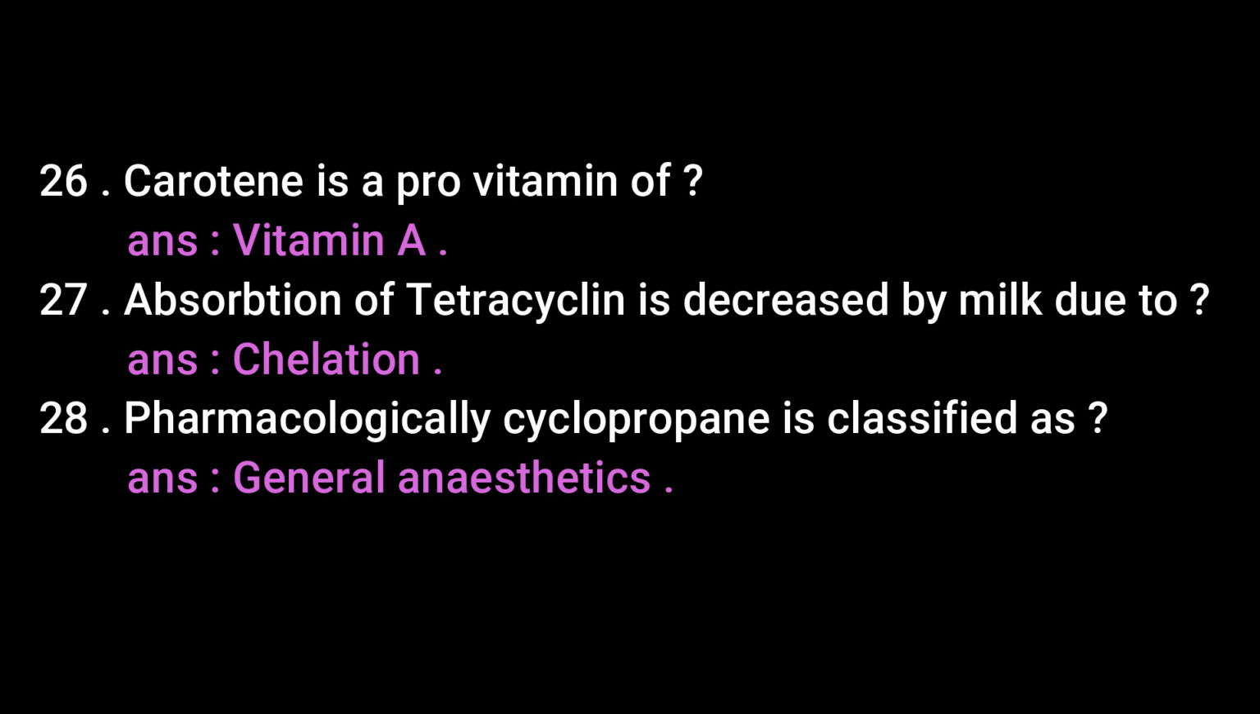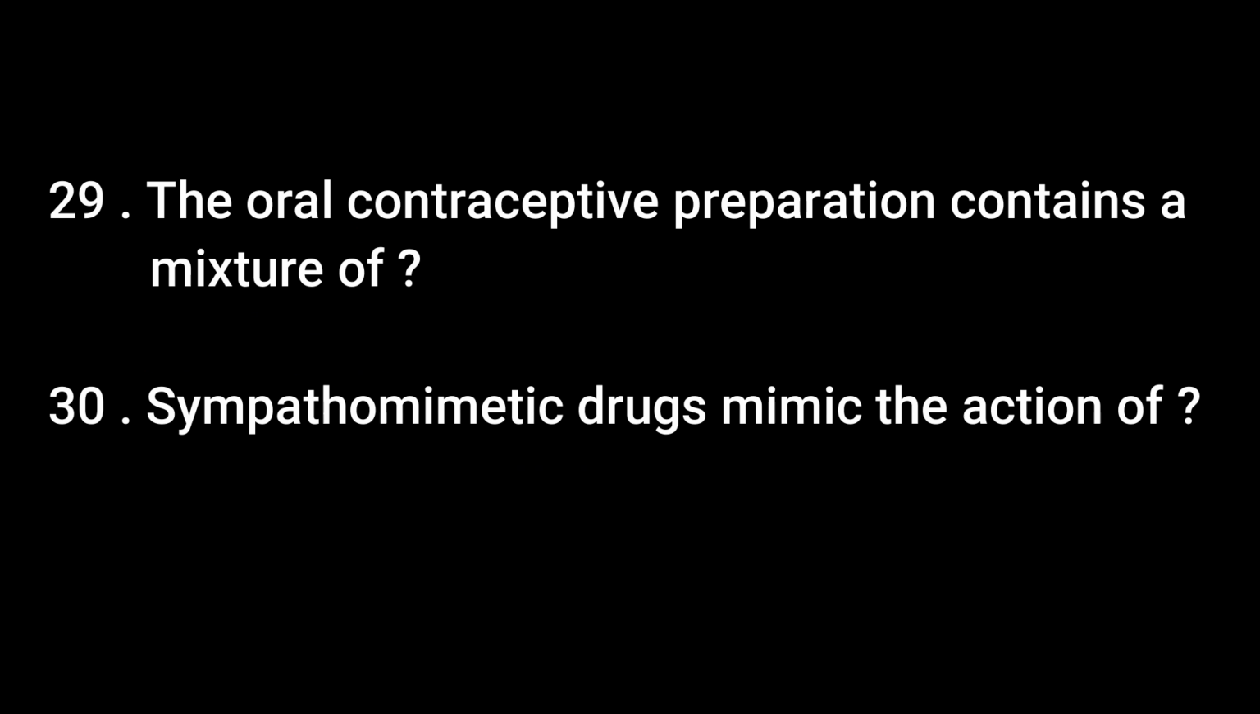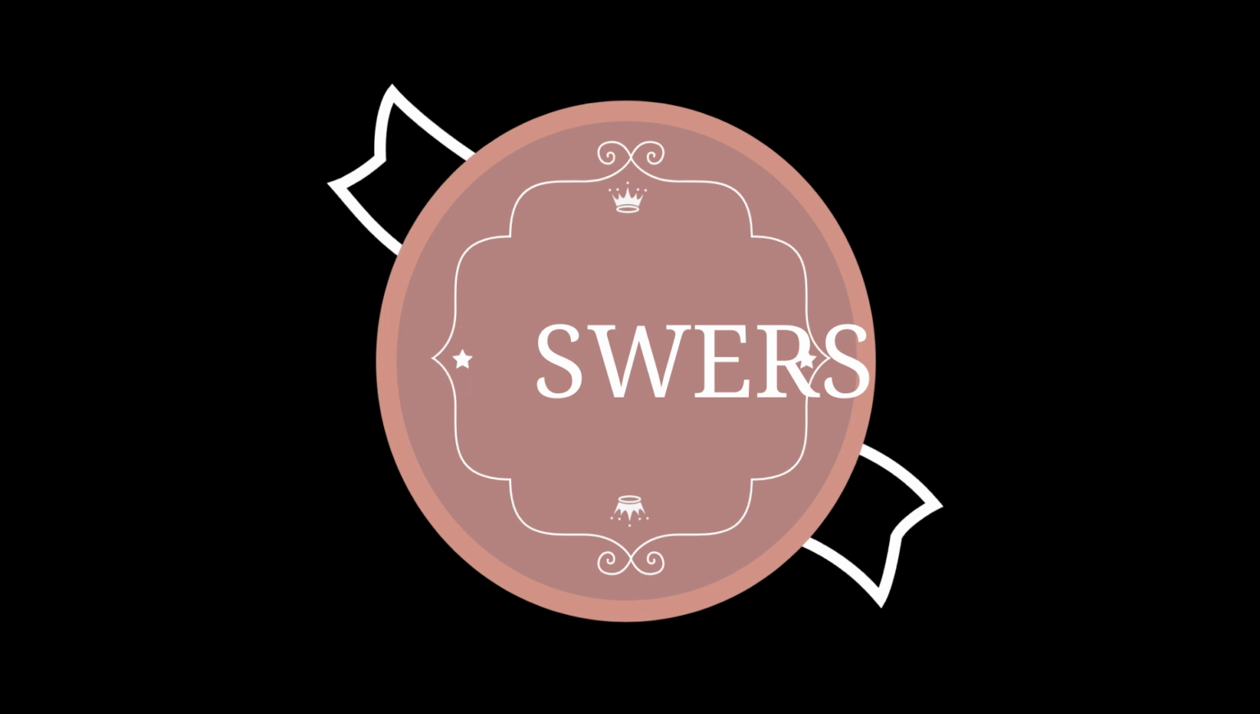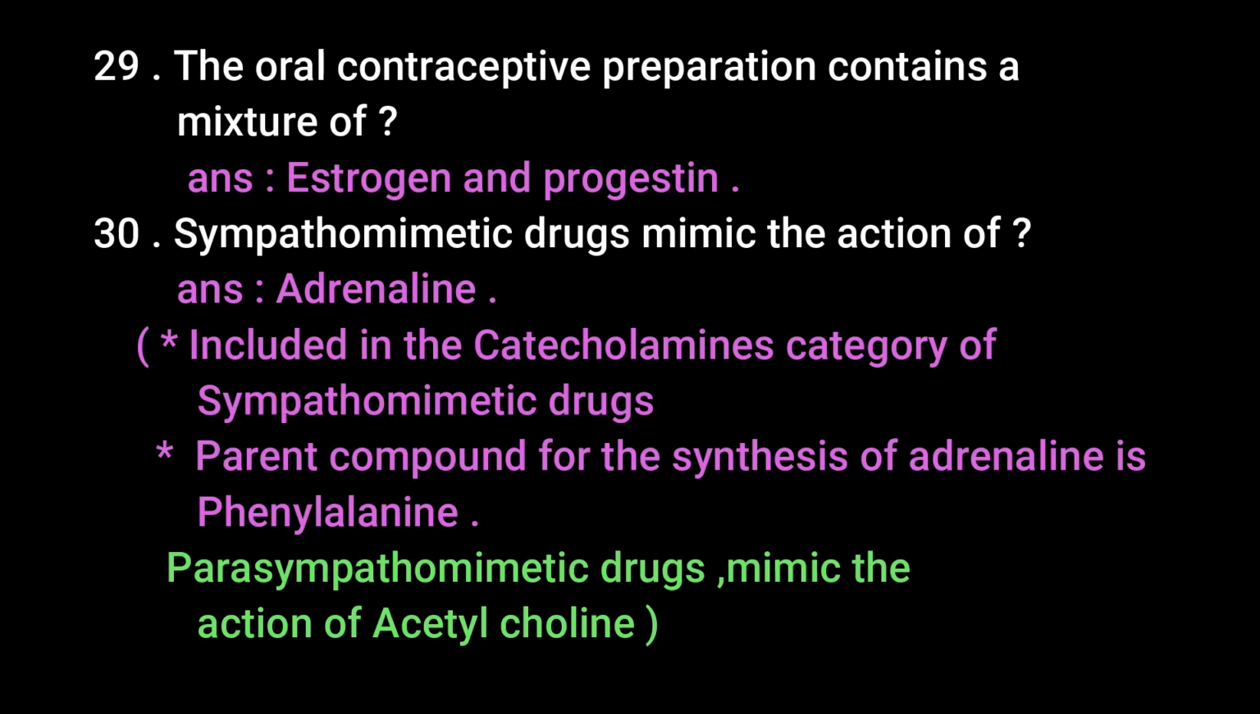28. Pharmacologically, cyclopropane is classified as a general anesthetic. Okay, then next question. The oral contraceptive preparations contain a mixture of estrogen and progestin. Then 30. Sympathomimetic drugs mimic the action of adrenaline. Adrenaline is included in the catecholamine category of the sympathomimetic drugs. Adrenaline is synthesized in the adrenal medulla, and the parent compound for the synthesis of adrenaline is phenylalanine.